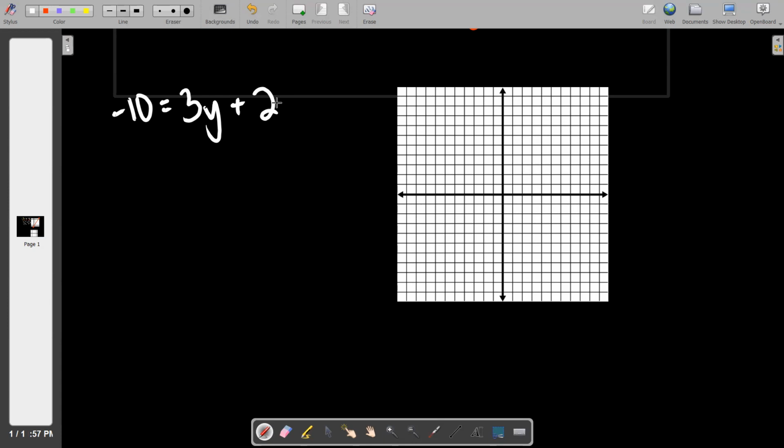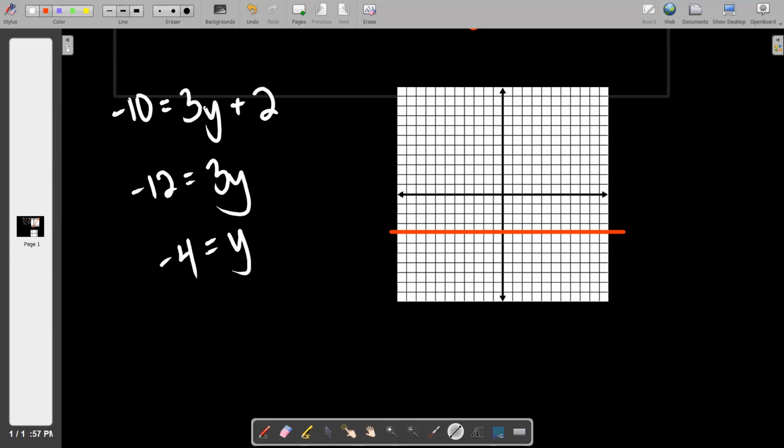So what would we do first? Subtract that 2 from both sides, giving us negative 12. And then the last step, giving us y equals negative 4. So again, the idea is let's just go down to negative 4, 1, 2, 3, 4, and then we hitch a horizontal line across like that.